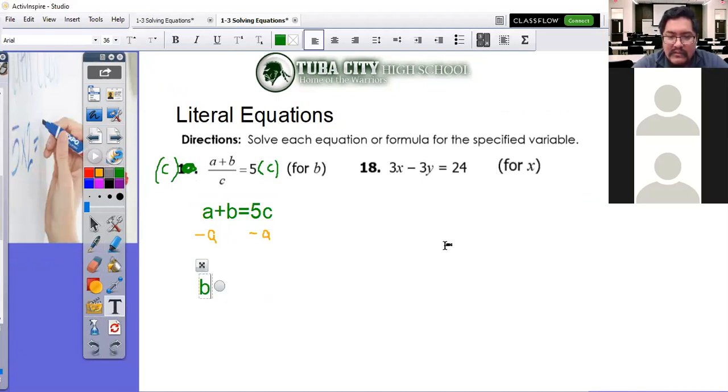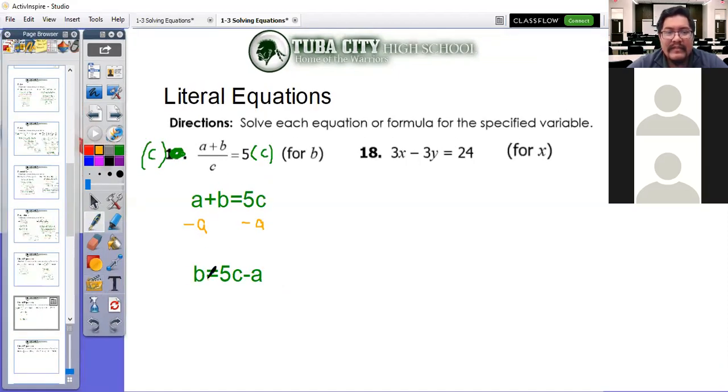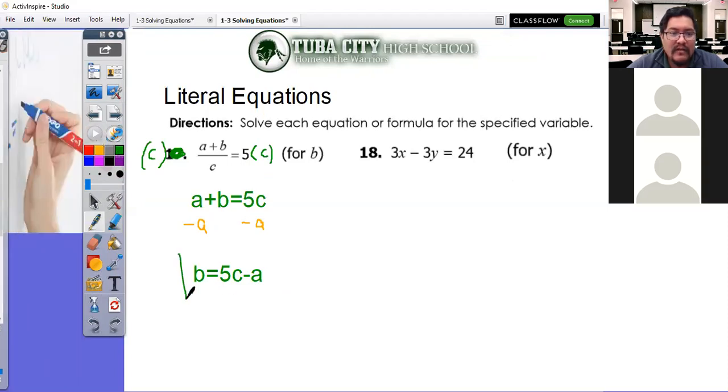So B equals 5C minus A. Now in this case, A is not a like term to 5C. Since they are not like terms, we cannot combine them, right? So I might get some students that might say something like minus 4AC or something like that. No, they're not like terms. So you still need to follow the order, procedure for like terms. So in this case here, that is what we got.